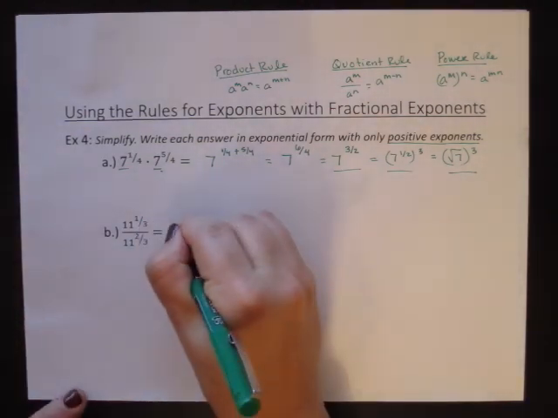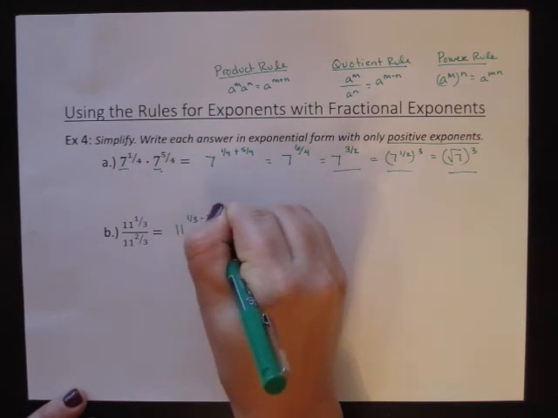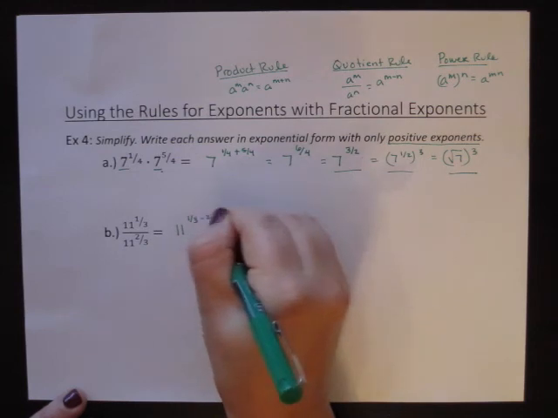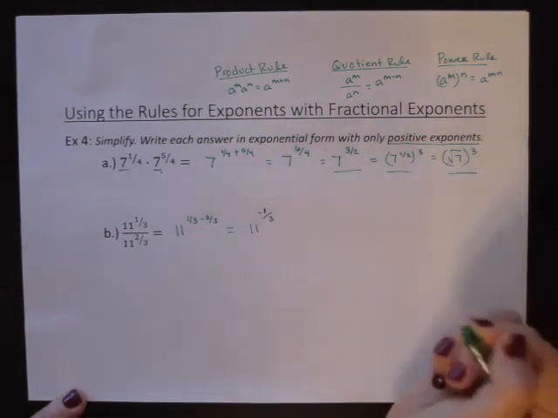So my bases are the same. I see that it's a quotient rule, so I'm going to go 1 over 3 minus 2 over 3. So that would be 11. My bases, my denominators, are the same, so I keep it. 1 minus 2 is negative 1.